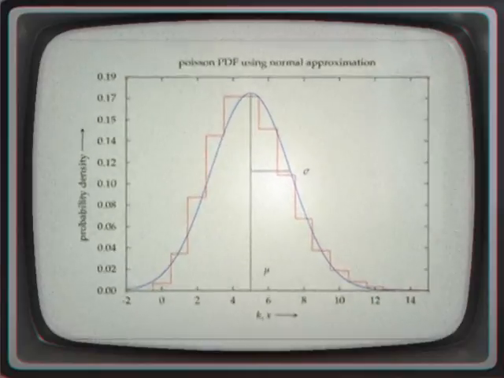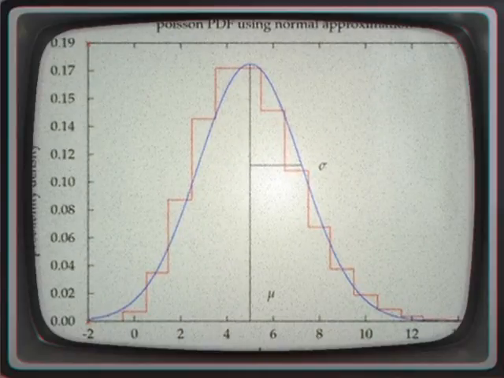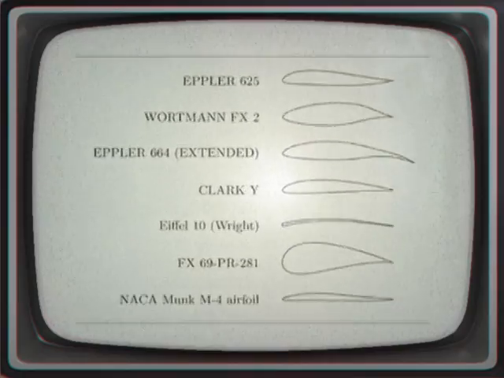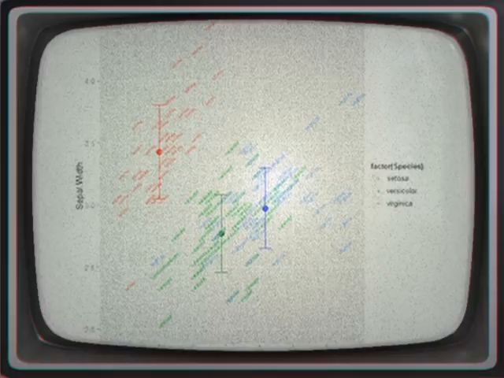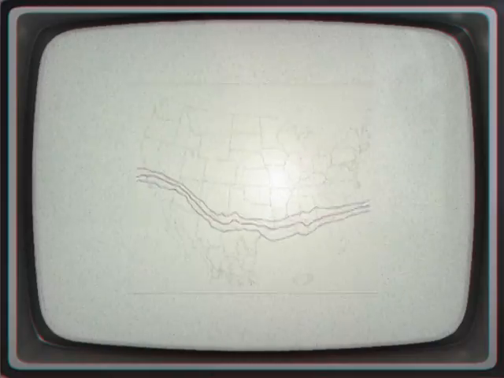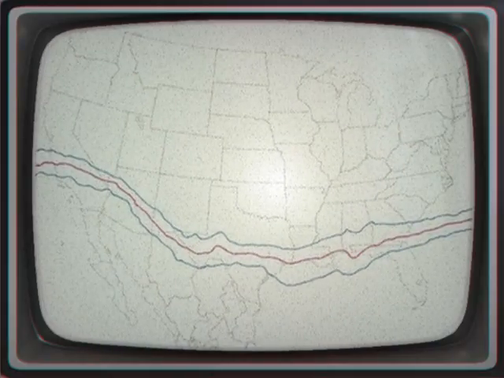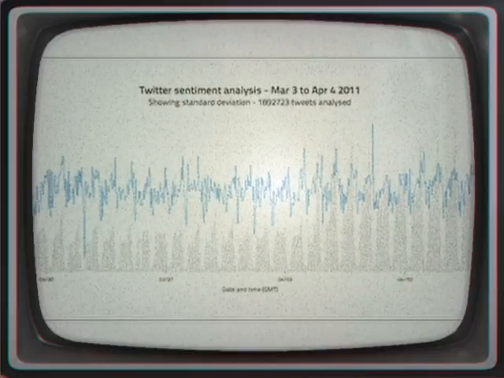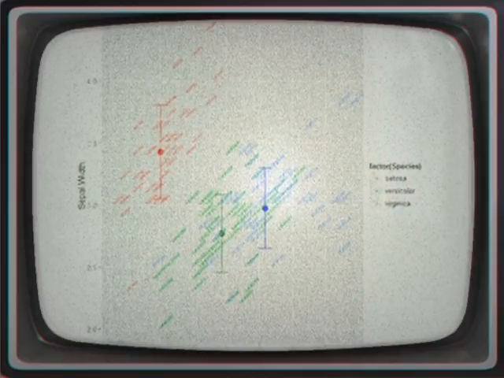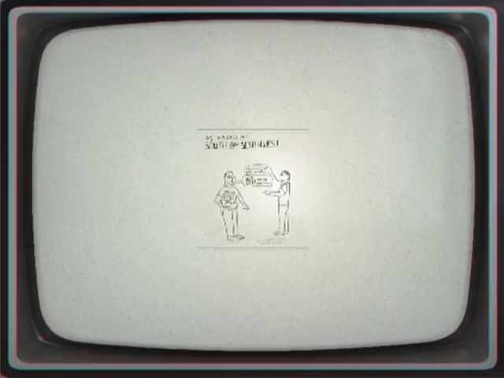Deviation shows how much variation or dispersion from the average exists. A low standard deviation indicates that the data points tend to be very close to the mean. A high standard deviation indicates that the data points are spread out over a large range of values. The standard deviation of a random variable, statistical population, dataset, or probability distribution is the square root of its variance.